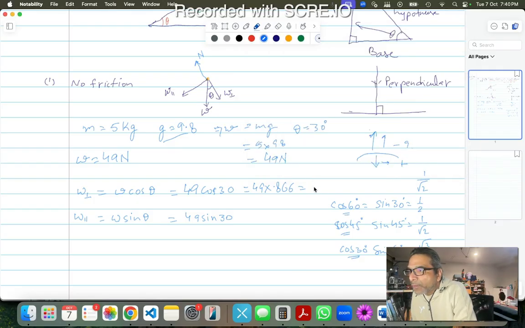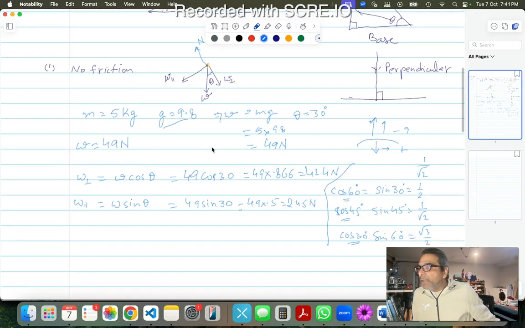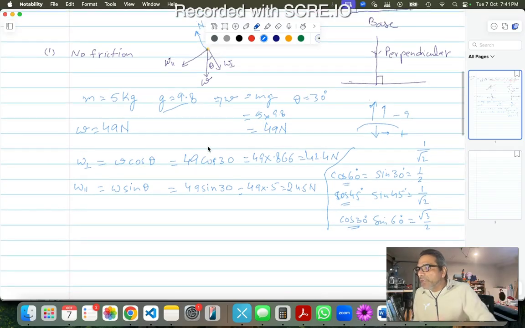So it's 42.4 Newton. Now sine 30 is half, that means 0.5. So 49 times 0.5 gives us 24.5 Newton. Okay, here is the deal. In the case when there is no friction, what will be the net force?